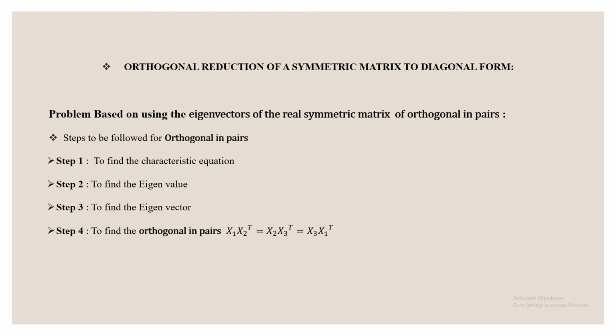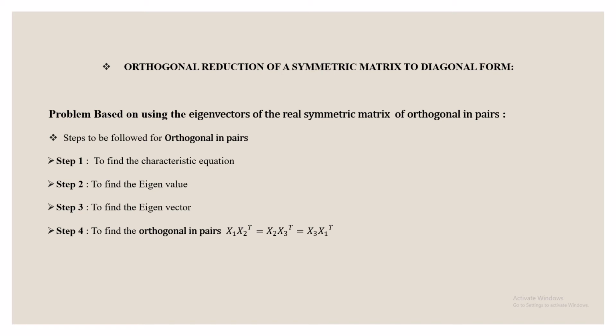The first three steps are already well known. Step 1 is to find the characteristic equation. Step 2 is to find the eigenvalues. Step 3 is to find the eigenvectors. The final step, the conclusion part, is to check orthogonality.